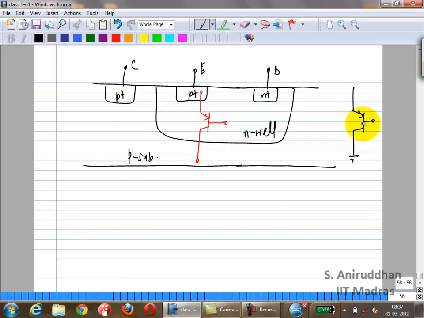You know that the P substrate is always connected to the lowest potential, which is ground in this case. So you have a vertical PNP transistor whose collector is always connected to ground.